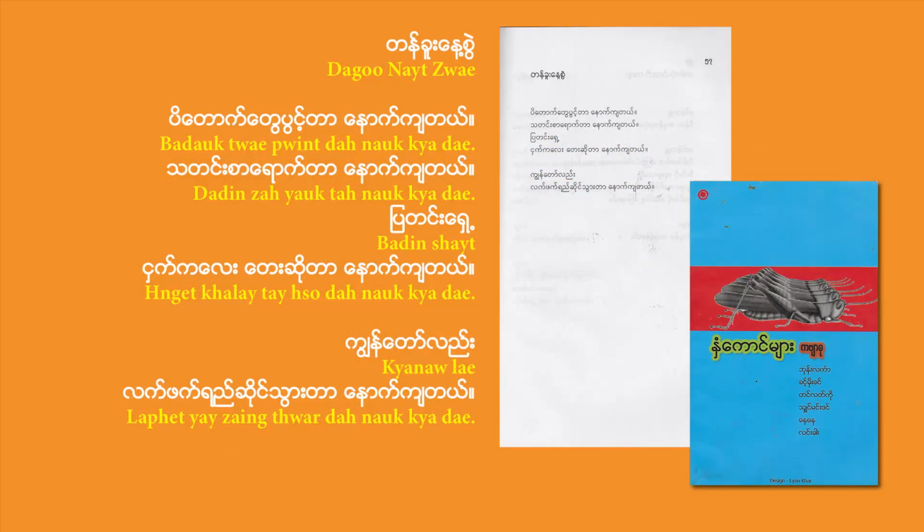Well, now that you have a good understanding of what the lines say, let me read the poem again, from top to bottom, without English translation. Dagoo Nayt Zwae. Badaukte Pwenda Naukjade. Varenza Yaukta Naukjade. Berenshe Ngakale Te Sura Naukjade.